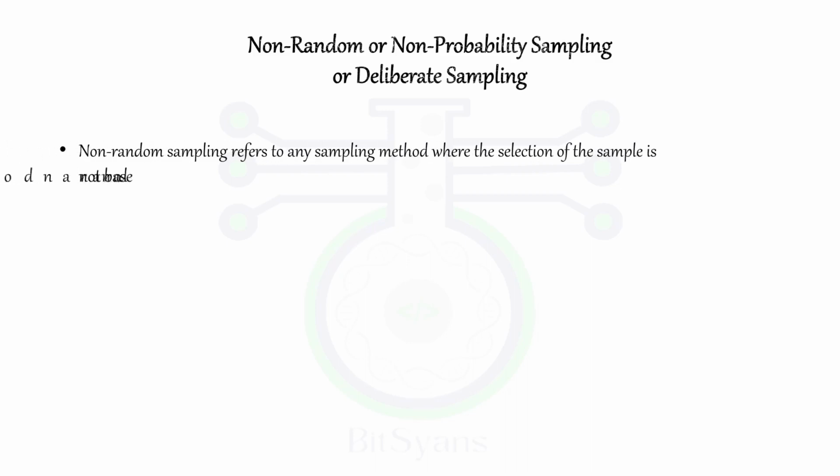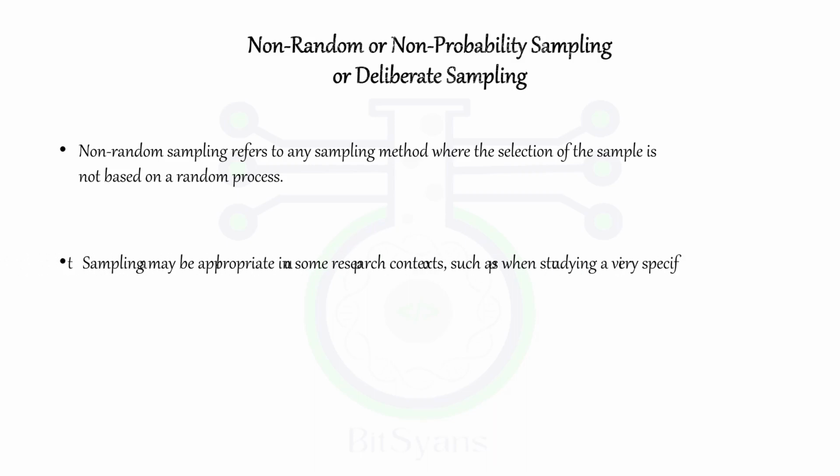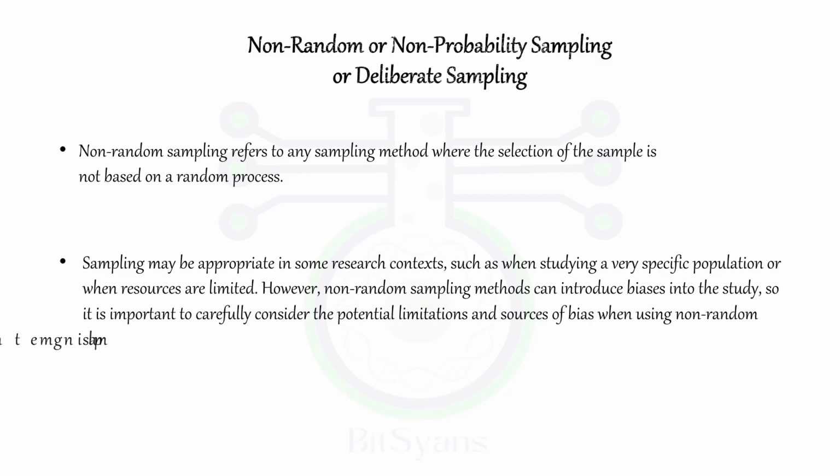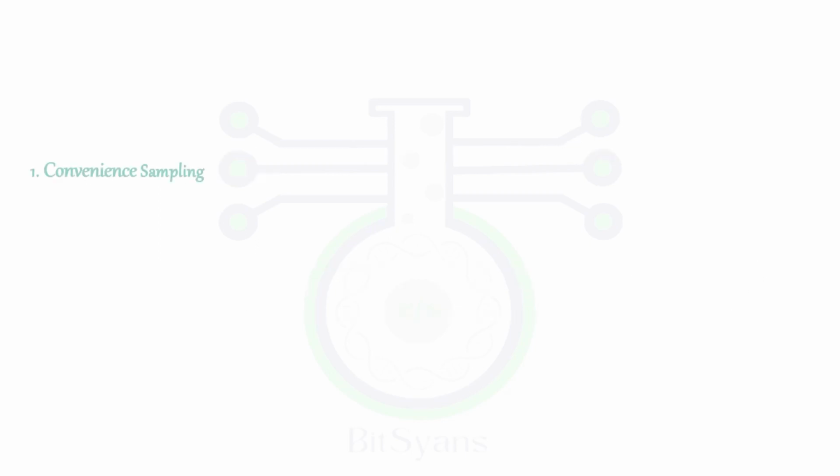Non-random, non-probability sampling or deliberate sampling. Non-random sampling refers to any sampling method where the selection of the sample is not based on a random process. Such sampling may be appropriate in some research contexts, such as when studying a very specific population or when resources are limited. However, non-random sampling methods can introduce biases into the study, so it is important to carefully consider the potential limitations and sources of bias when using non-random sampling.